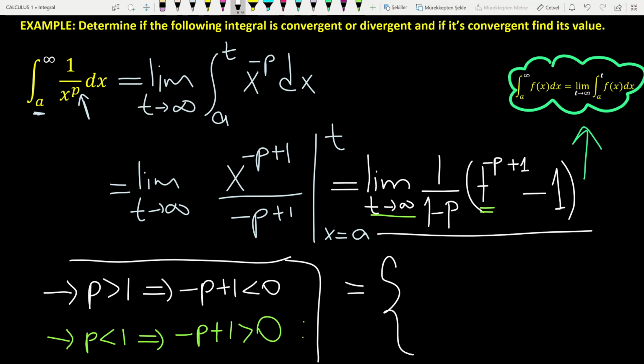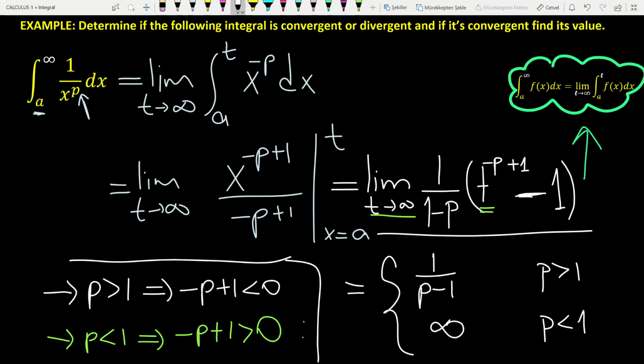we have two cases. When p is greater than 1, this expression will be 1 over, since we have a minus here, p minus 1. If p is smaller than 1, in this case, the result will be infinity. It means the given improper integral is divergent, not convergent.